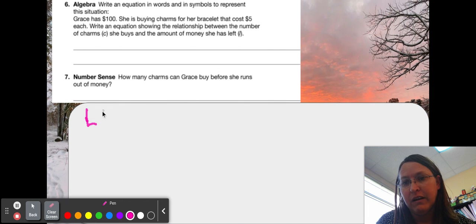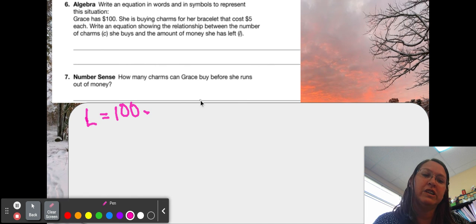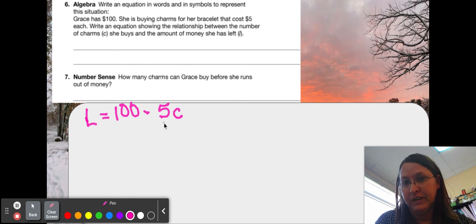So I'm going to put an L right here. How much money did she start with? Well, she started with $100. But how much is each charm? Each charm is $5 a charm. So I can write it that way. So that would be my equation.